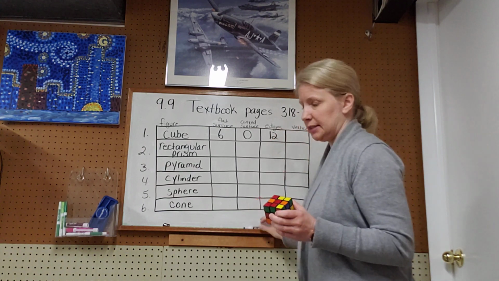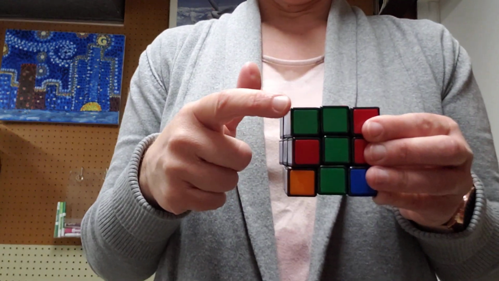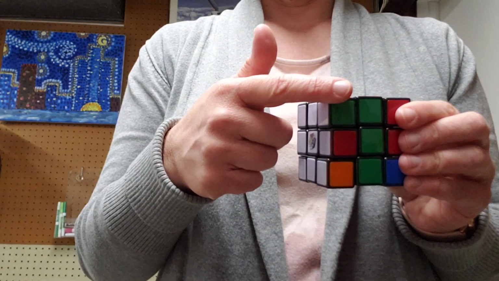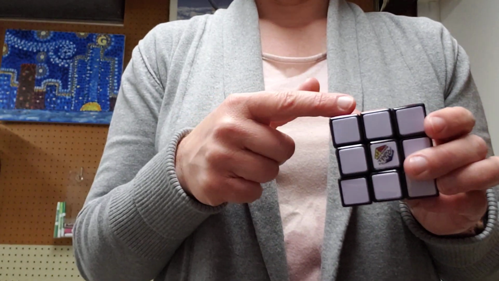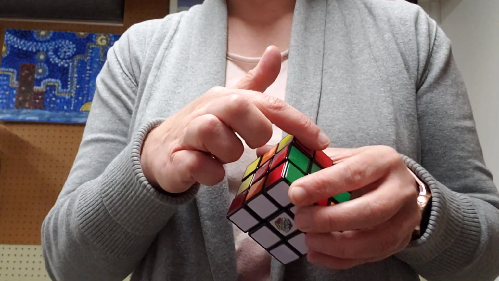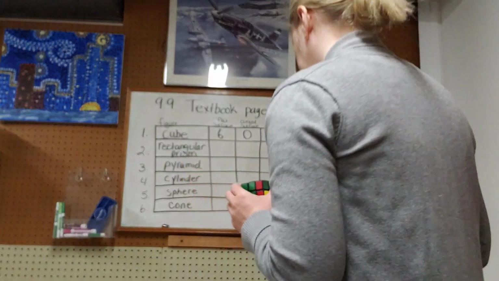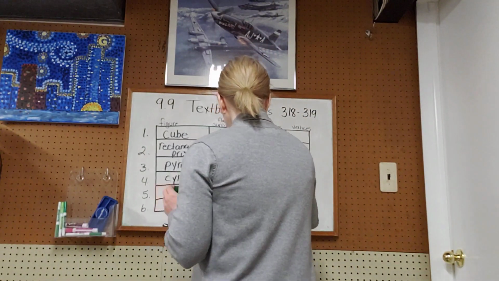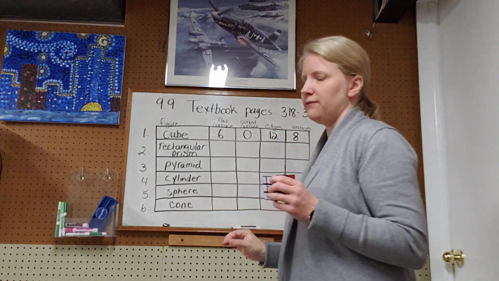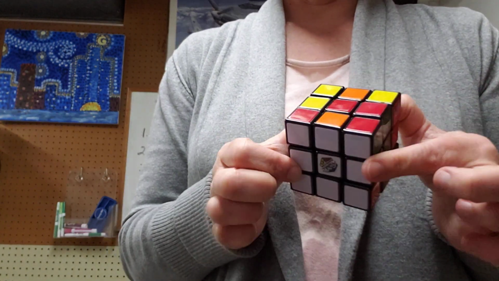And let's count the vertices. Vertices are where the edges and sides come together. So it would be on the top and the bottom of each side. 1, 2, 3, 4, 5, 6, 7, 8. So there are 8 corners, or 8 vertices, on a cube. Do you want me to count it again?